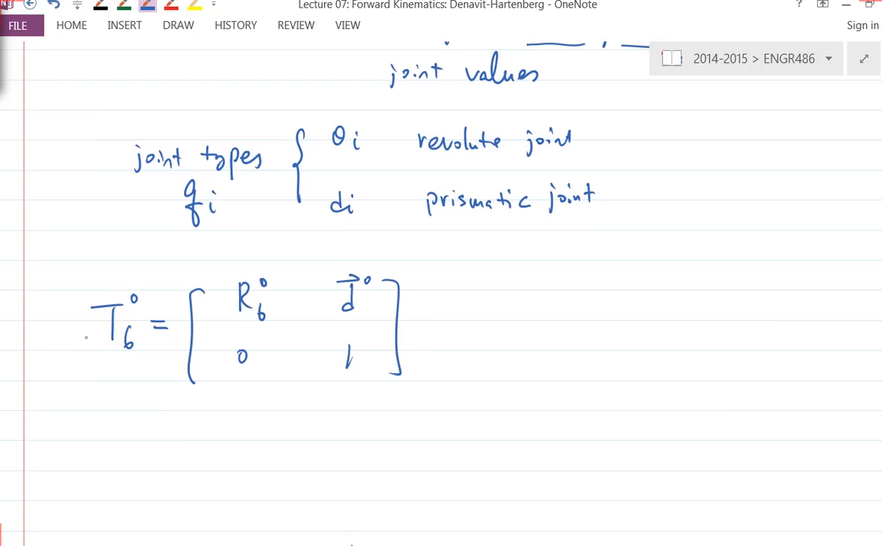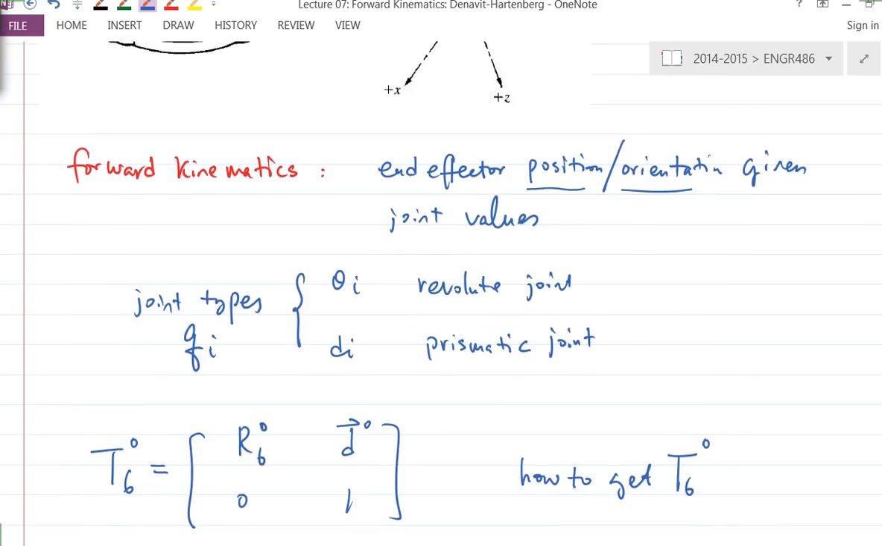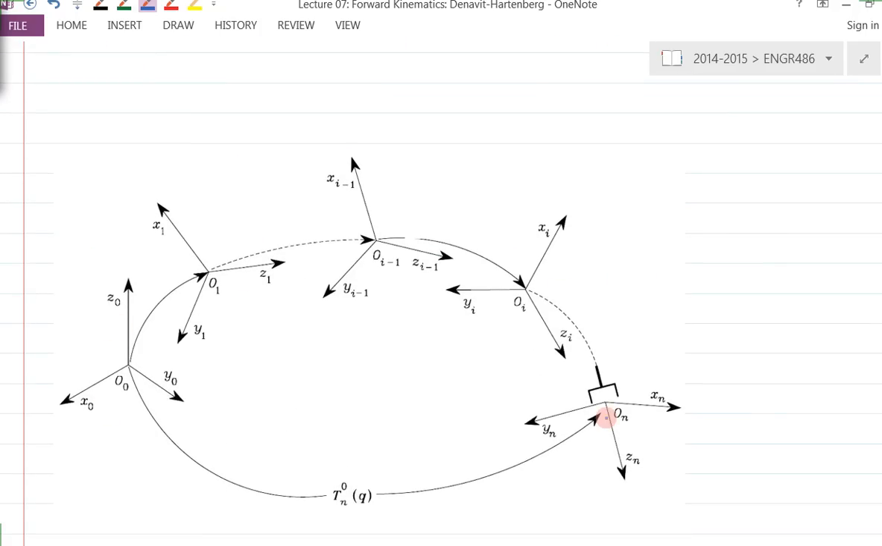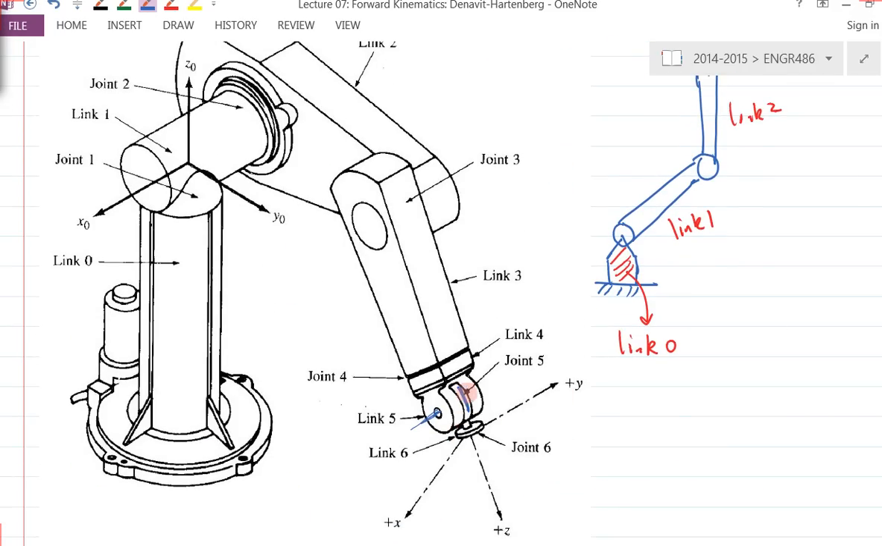Okay, so the whole question is, how do we calculate this? How do we get this T60 basically? You don't really get T60 in one shot just by looking at this, but we can get T60 by going through this open chain. For example, this is a generic case. Let's say you have n number of bodies, and here n equals 6, actually n equals 7 links, n equals 7 joints, then you have basically the Puma robot here.